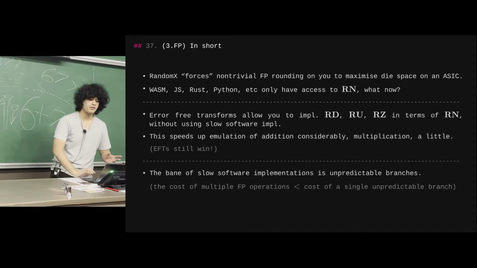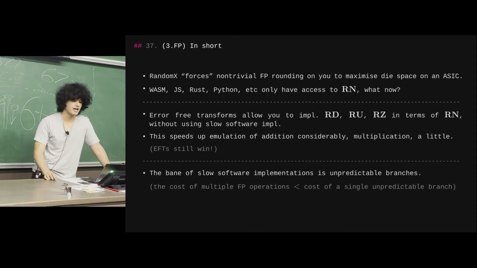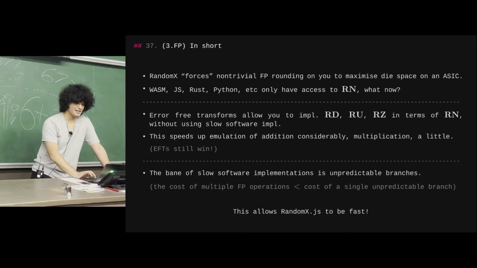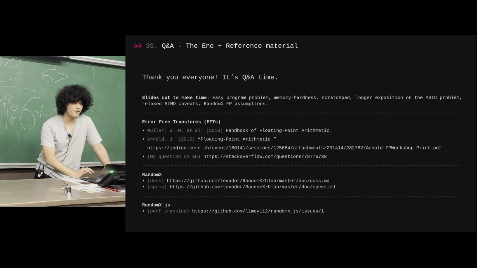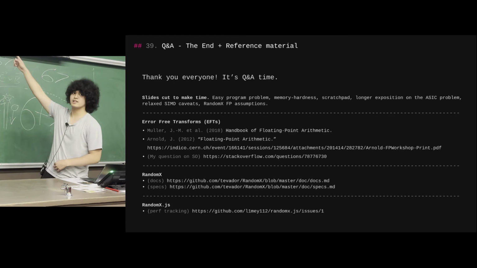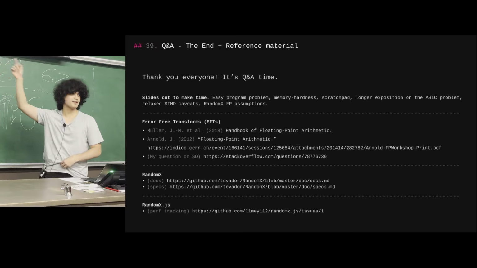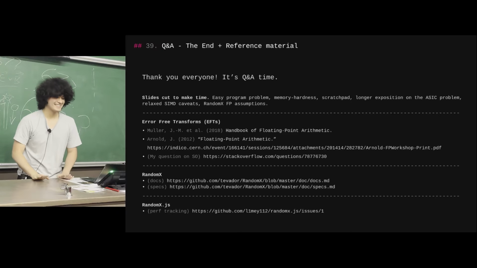So I guess we learned that the bane of slow software implementations is unpredictable branches. The cost of multiple floating point operations is still much lower than the cost of a single unpredictable branch, which is pretty funny. This allows RandomX.js to be fast. So I'm going to finish up, and thank you, everyone. It's Q&A time. This is references, a bunch of URLs if you want to read. Anyway, thank you.